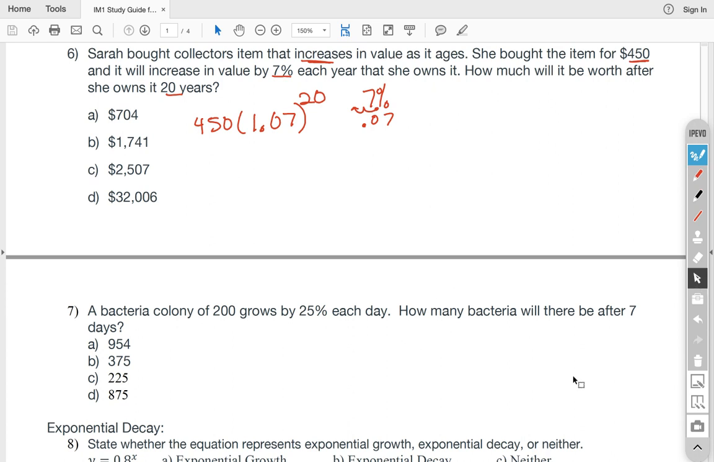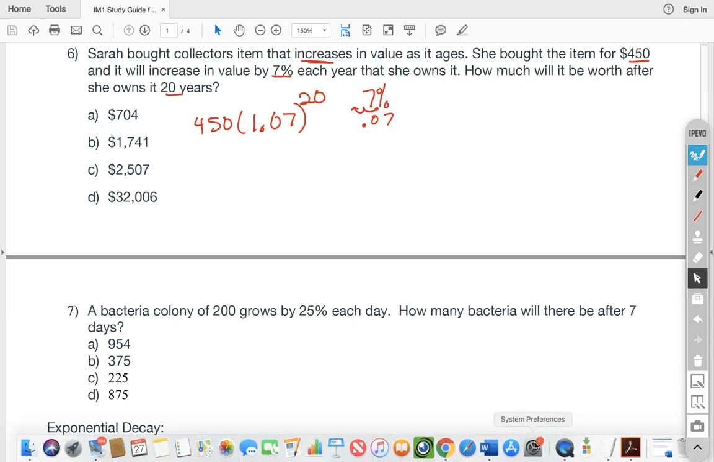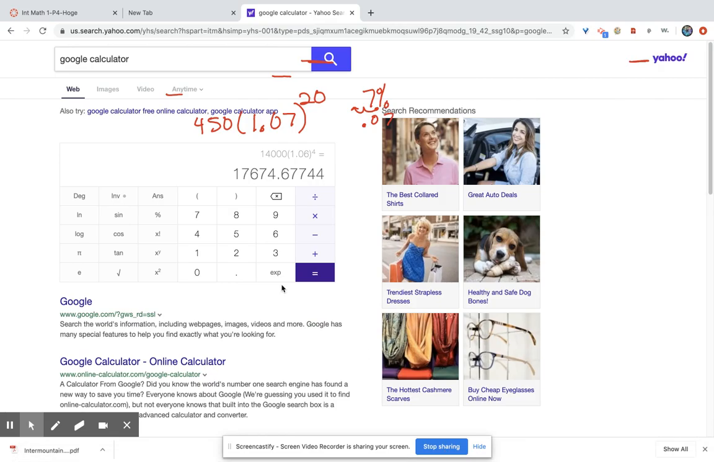So let's go ahead and go to Google again and go to their calculator. 450, so let's clear it. 450, parenthesis, 1.07, close parenthesis. Here's the exponent button, x to the y, so x to the what power? 20th power. And that gives you 1741. So let's go back, 1741.